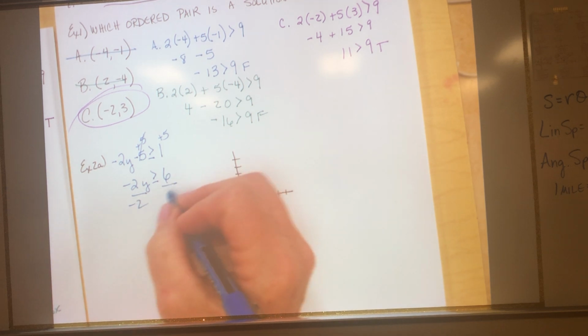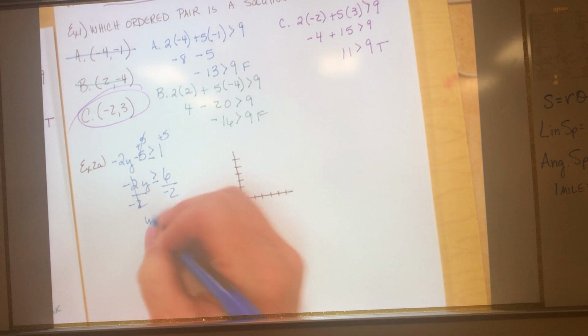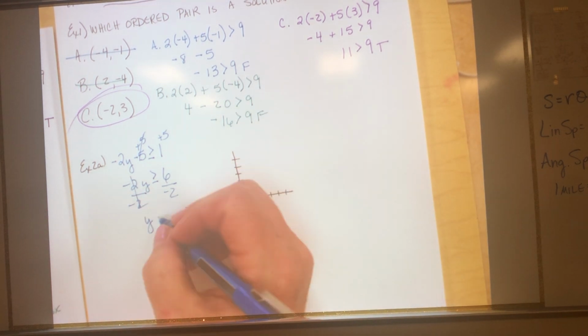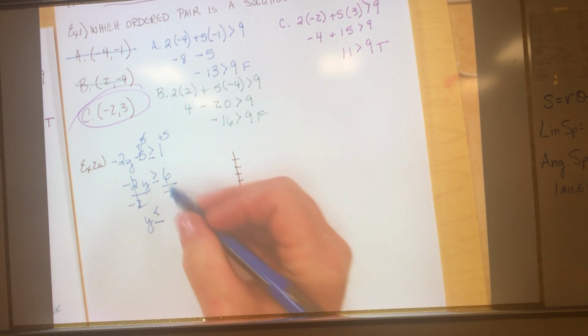Oh, you switch your sign. Anytime you multiply or divide by a negative, you have to flip the sign. So, now we already learned that this year, right? Okay, what is 6 divided by negative 2?